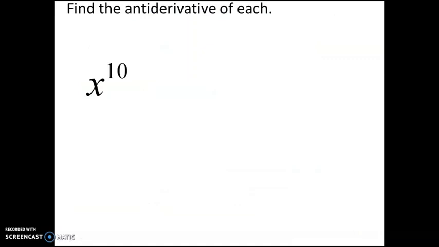Okay, so let's take a look at this one. So what would be the antiderivative of this? All right, hopefully you got that. By the rule, we're supposed to add 1 here and then include a fraction in front that is 1 over whatever we've added here. Because now if you did a derivative of this, that would cancel away that fraction. And don't forget the c.